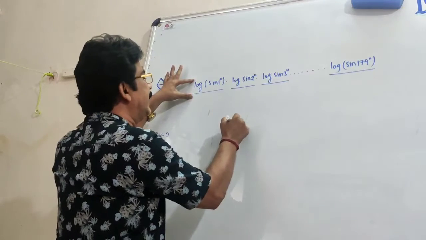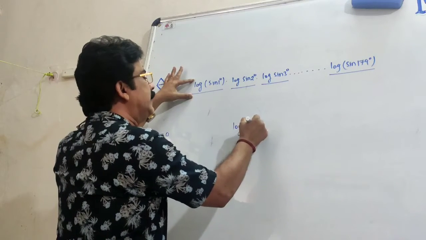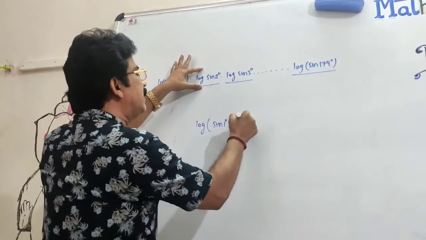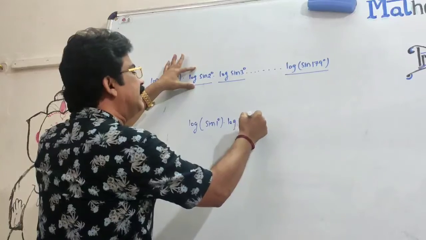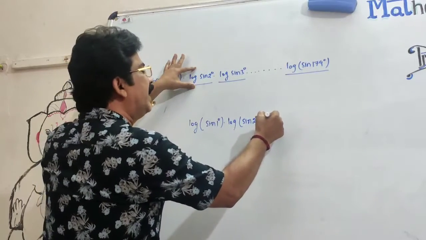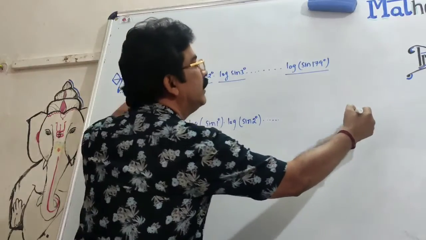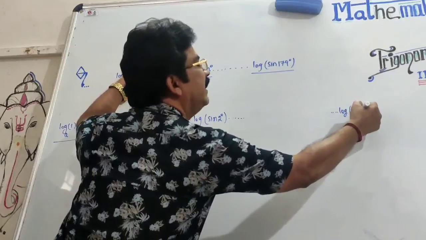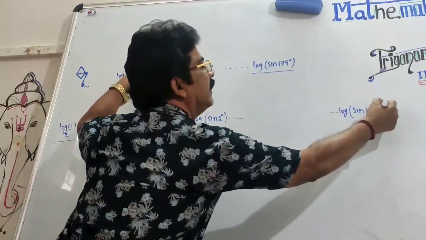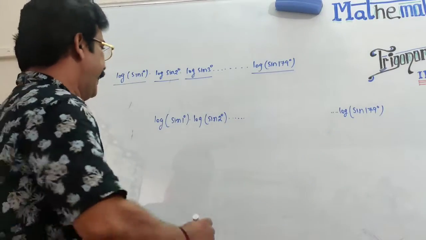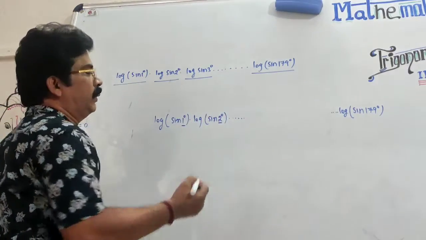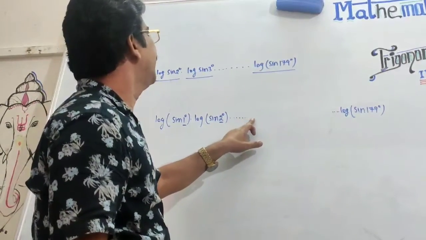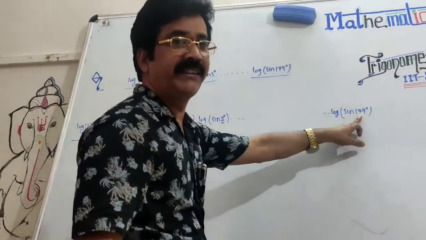Let us write: logarithm of sine 1 degree into logarithm of sine 2 degrees into, and so on, up to logarithm of sine 179 degrees. Okay. 1, 2, next is what? 3, 4, 5, 6, 7, 8, 9 and so on up to 179 is there.